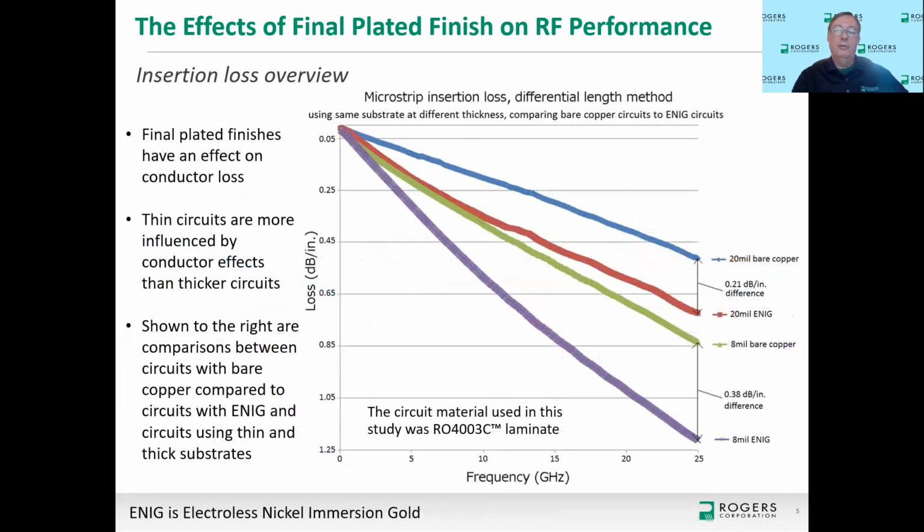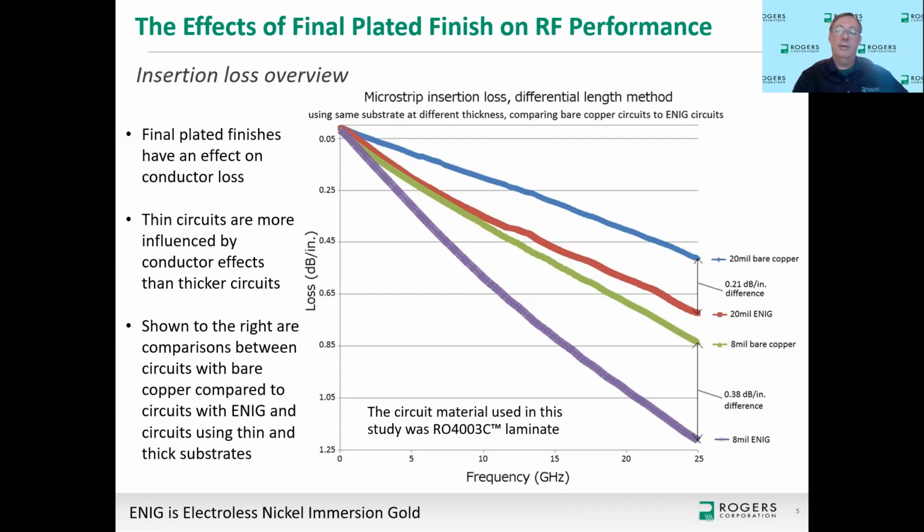Now, just to drive that point home a little bit farther, this is another study that I did where I'm looking at the same material again, and this material is RL4003C laminate with the same copper, same everything, except different thicknesses. And now I'm comparing bare copper to ENIG. ENIG is electroless nickel, immersion gold. And this comparison is actually showing the effects of conductor loss and how it affects the insertion loss, because ENIG, electroless nickel immersion gold, is actually affecting the conductor loss component of insertion loss.